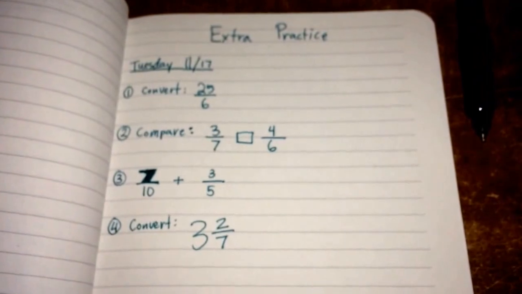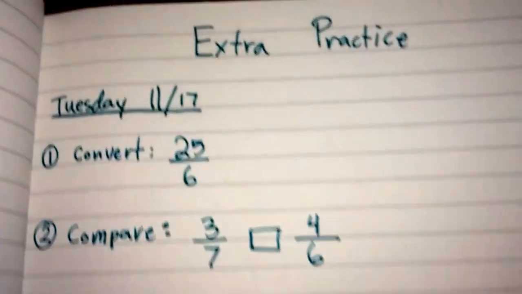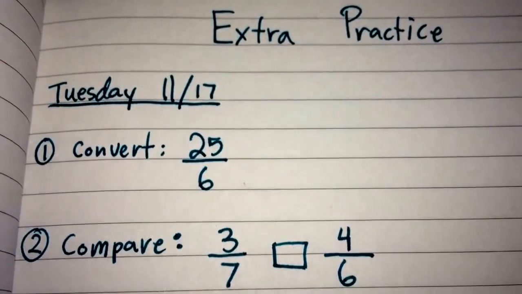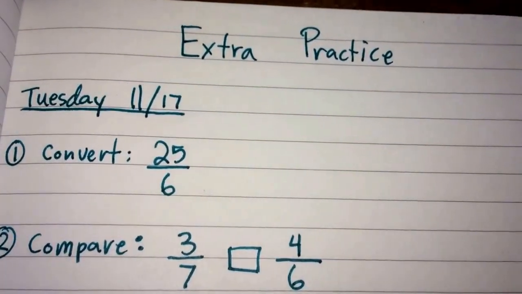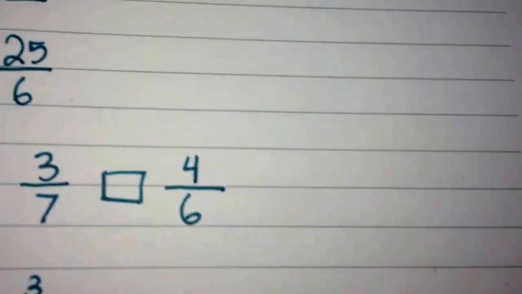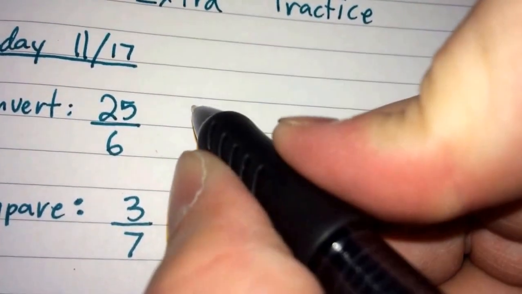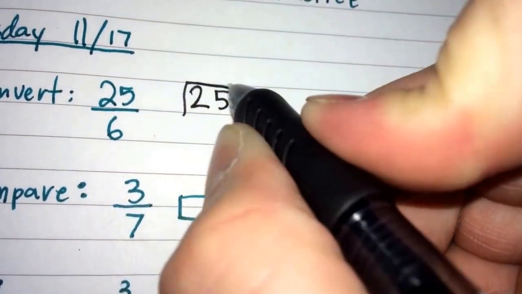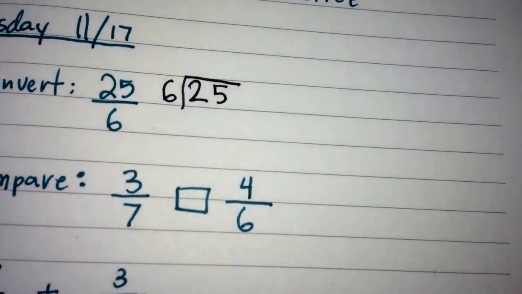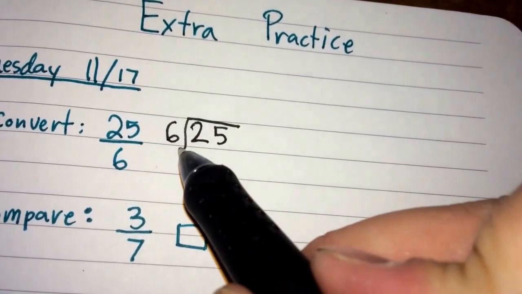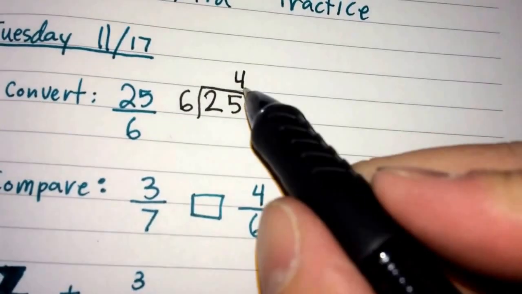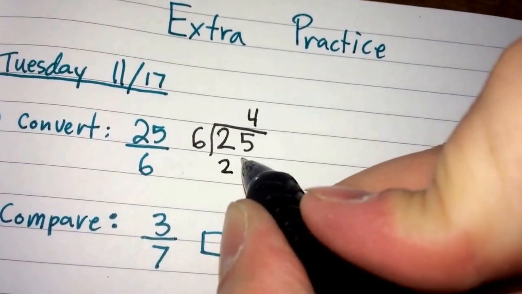Okay, on to our extra practice for the day. So you had 4 problems. Problem number 1 was to convert 25/6 into a mixed number. Convert 25/6 into a mixed number. So we know that when we're doing that, we must do 25 divided by 6. And I know from my math facts that 6 times 4 is going to get me really close, because 4 times 6 is 24.